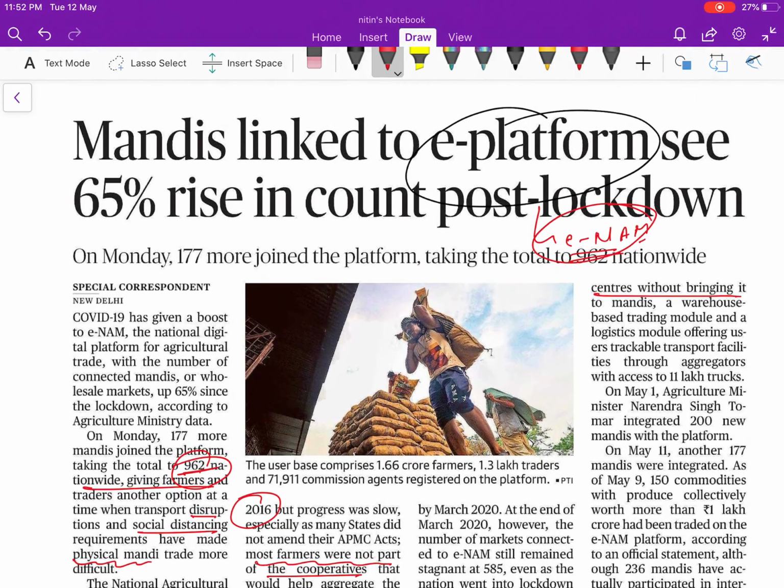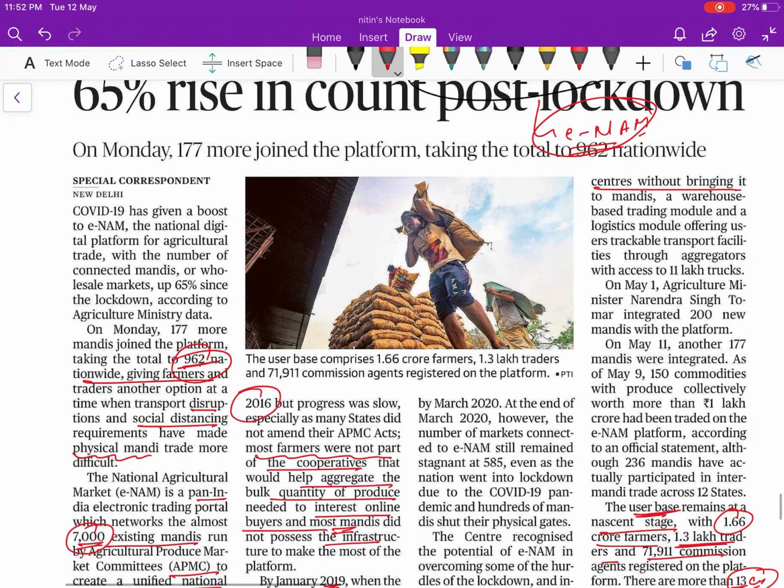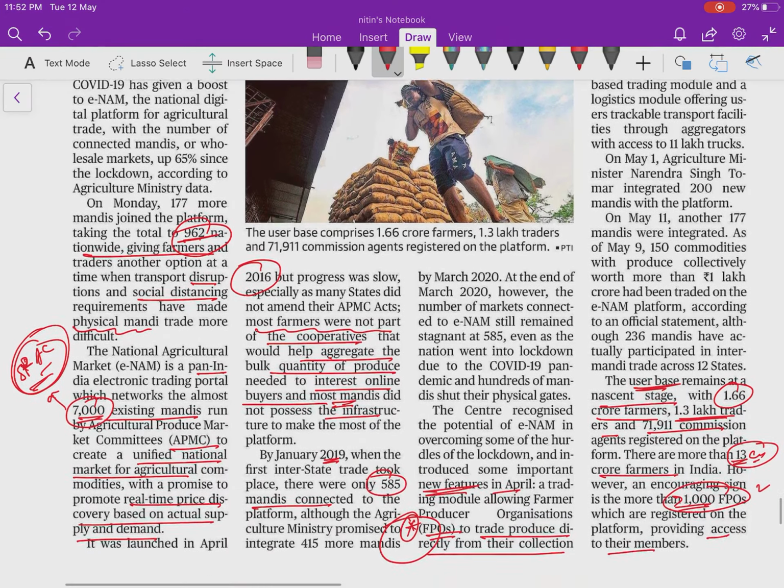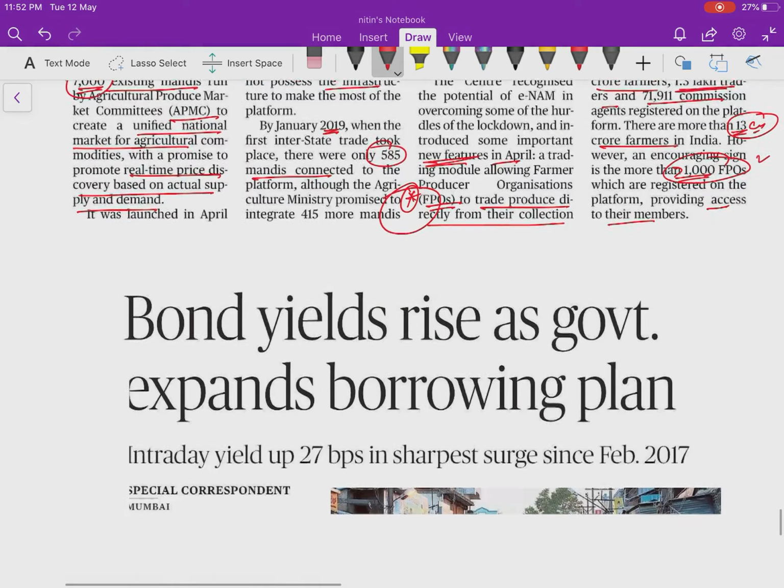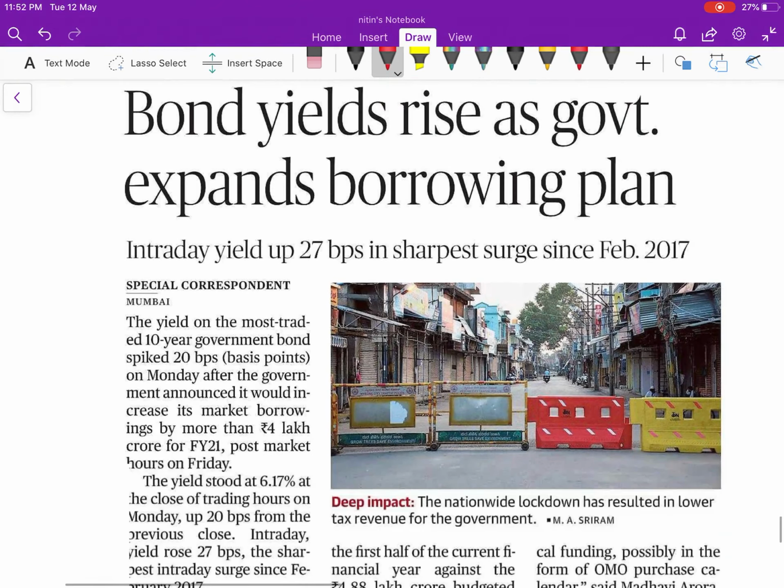Just remember one thing, how this lockdown situation has helped get more markets integrated with the e-NAM platform. This e-NAM platform is maintained by the Small Farmers Agriculture Consortium. So you can remember this as well: SFAC, Small Farmers Agriculture Consortium, maintains e-NAM.